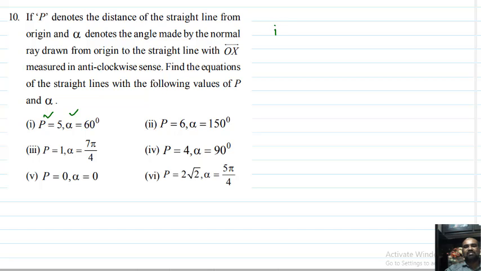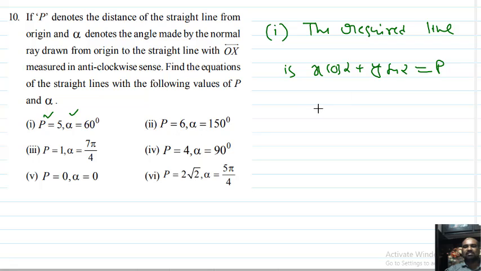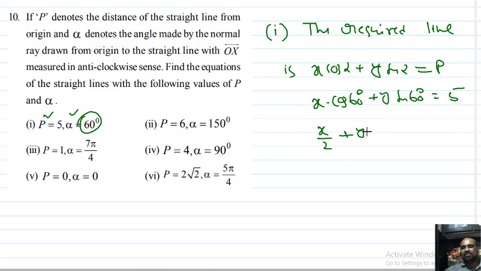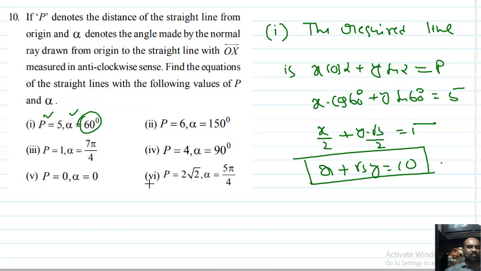Just I want to explain the first one. The required line is x cos alpha plus y sin alpha equal to P. So x into cos alpha, alpha means 60 degree, x cos 60 degree plus y sin 60 degree equal to P, P means what, 5 here. So x by 2 plus y into root 3 by 2 equal to 5, or in other words I can say x plus root 3y equal to 10. This is the required equation. Like that you need to complete the remaining problems.